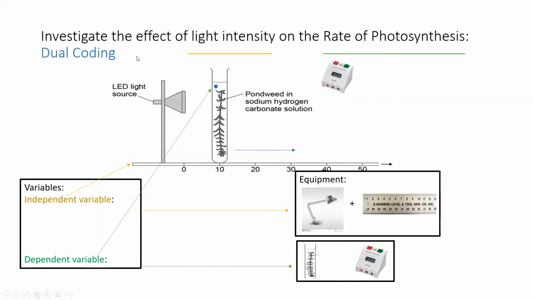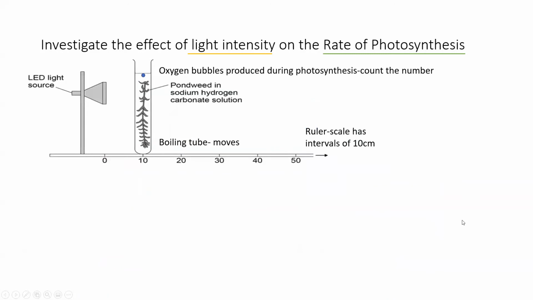The way that we learn and revise is very key for our understanding. So we now know the two variables. The independent variable is the light intensity, the distance the boiling tube is moved. And the rate of photosynthesis is the number of bubbles counted per minute.